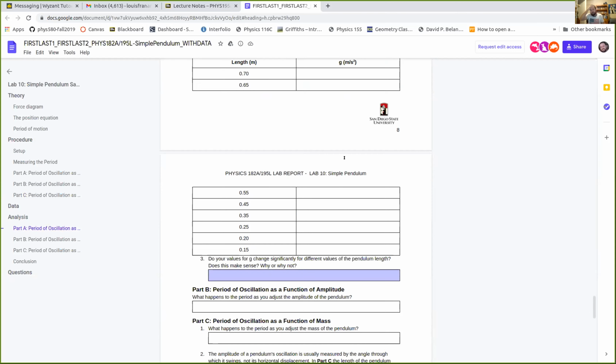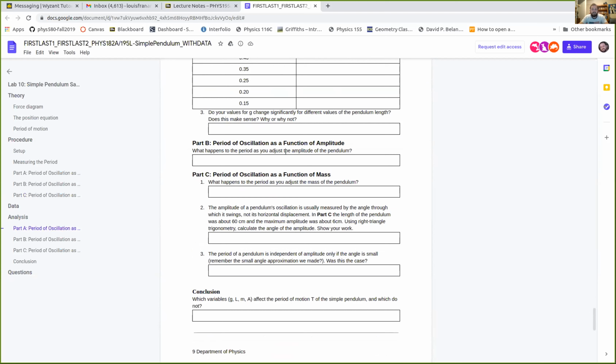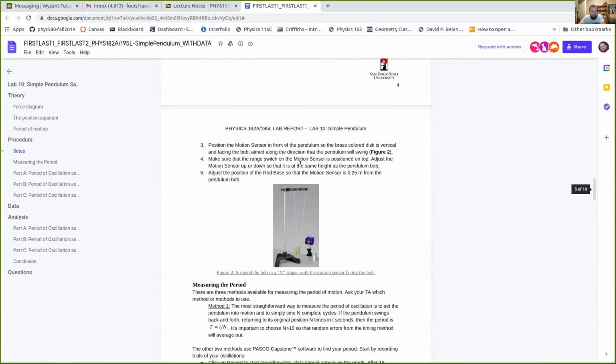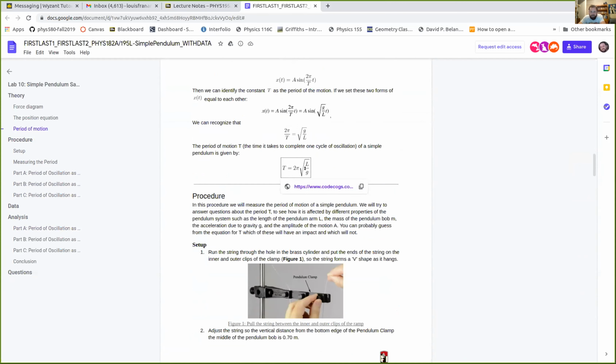So, now part B here says the period of oscillation is a function of amplitude. What happens when you change the amplitude? Well, the equation is just, go back up here, this one right here. It's T equals 2 pi square root of L over g, right? So there's no A in there, right? There's no A, there's no M, there's no amplitude dependence, there's no mass dependence.